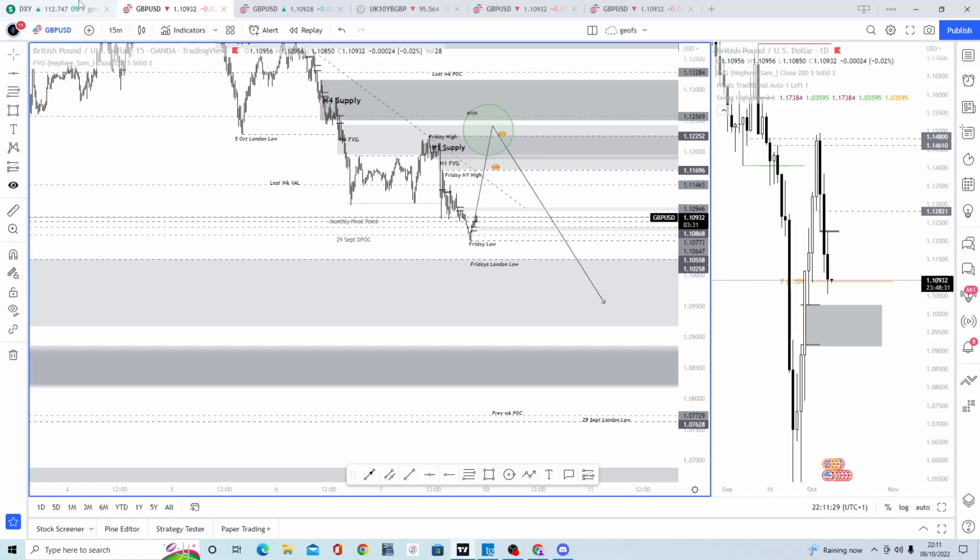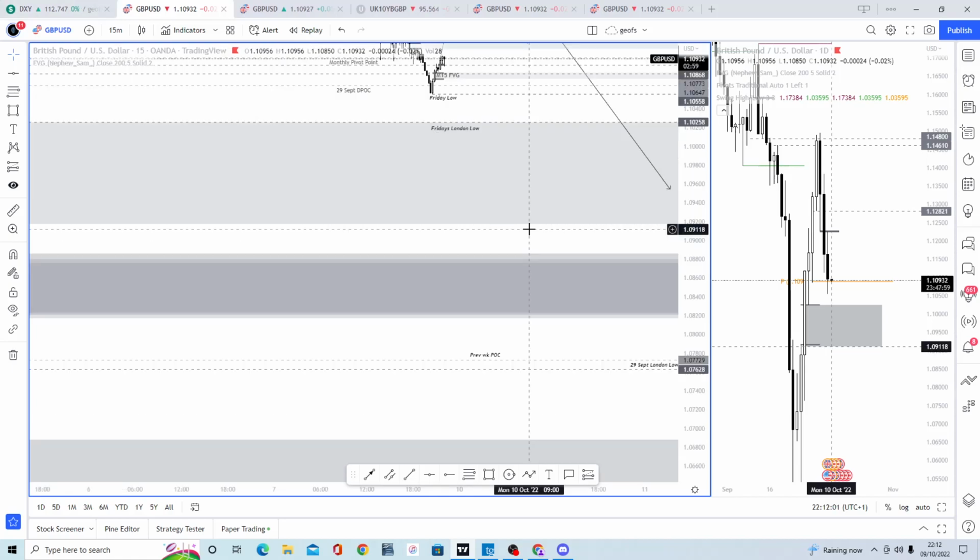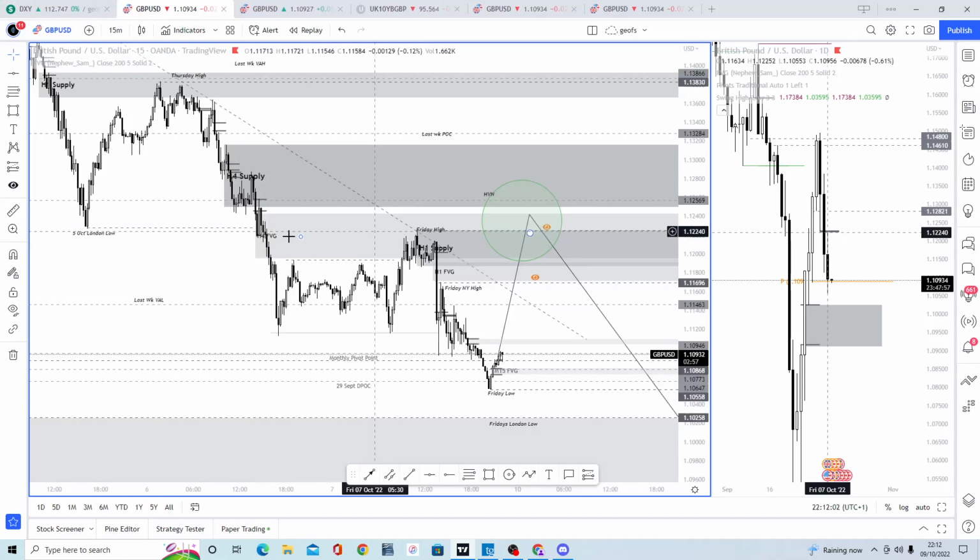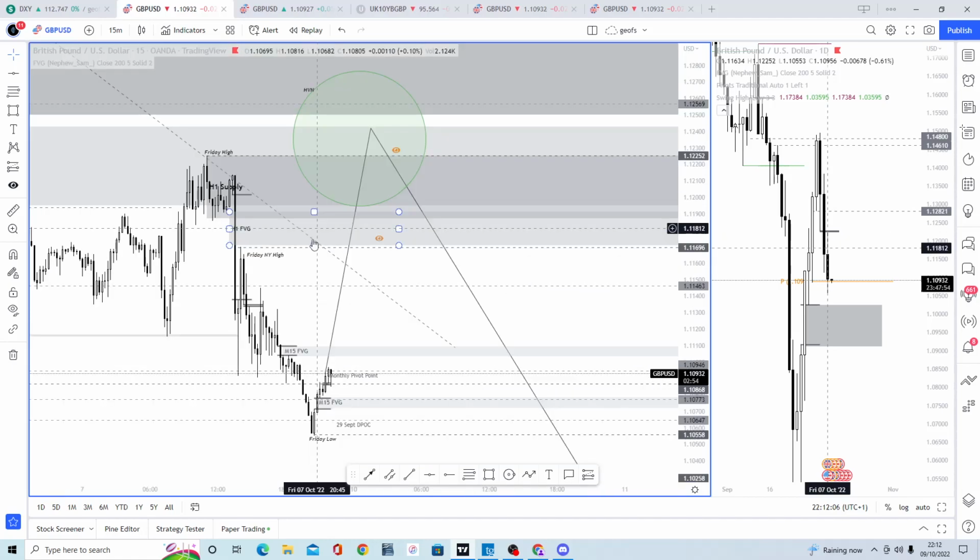I think that's it. We've done most of the stuff. And then tomorrow we can just mark out our session highs and lows and things. You could probably use indicators to do all this, but I love doing it manually because you start to get a feel for where everything is and what the potential moves are tomorrow.